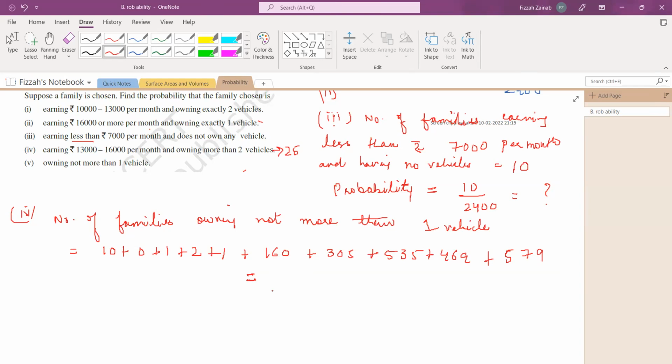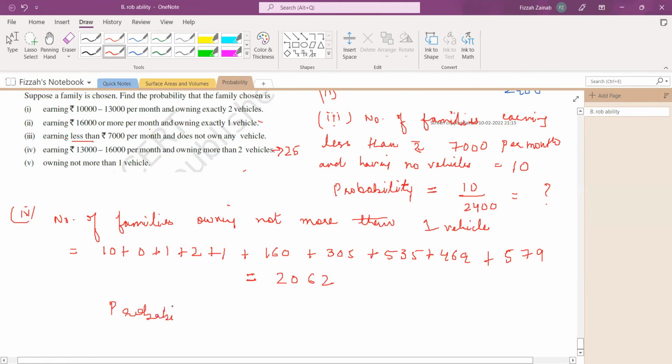Ma'am, 2062. Again say, Hamna. Ma'am, 2062. 2062, right? So the probability will be equal to 2062 divided by 2400. So you will do the calculation here.